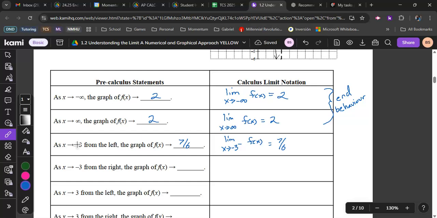If we approach it from the right, it's going to be the same. So the limit as x approaches -3 from the right of f of x is also 7/6.